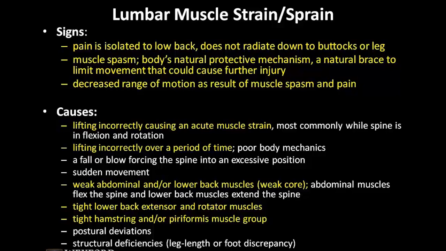These symptoms can be brought on by lifting incorrectly, causing an acute muscle strain, most commonly while the spine is in flexion and rotation. Other causes include lifting incorrectly over a period of time, poor body mechanics, weak abdominal and/or lower back muscles or a weak core, and tight hamstring or lower back muscles.